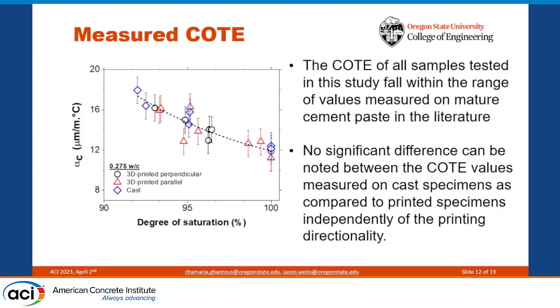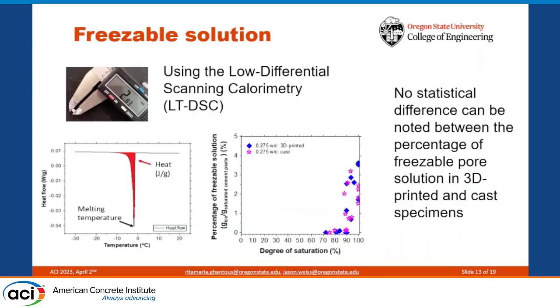And if we look at the coefficient of thermal expansion, which we could also obtain from the Thermomechanical Analyzer measurements by determining the slope of the line during the cooling of the sample, we would also see that the coefficient of thermal expansion is the same between all three geometries. So there is no impact from anisotropy on the coefficient of thermal expansion, as well as the amount of ice forming in this sample. We quantified this using low temperature differential scanning calorimetry, LTDSC. We determined the heat during ice melting, normalized this by the latent heat of ice, and quantified the amount of ice in the sample. We could see that cast and printed samples had the same amount of freezable solution.